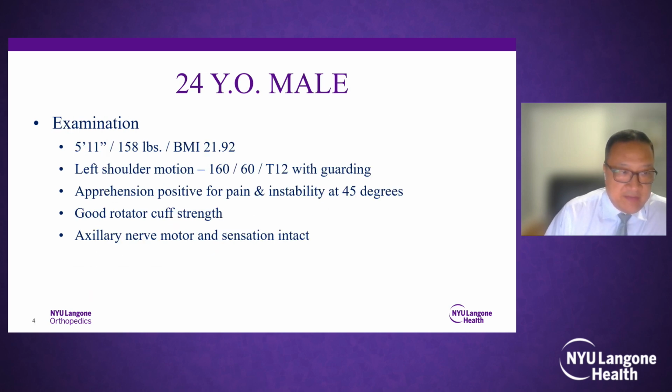All right, so he's 5'11", relatively thin, reasonable motion, but he has some guarding, especially at the extremes. He does have apprehension for pain and instability, but he has it only at 45 degrees. So even at 45 degrees, he feels a little unstable in the shoulder. Rotator cuff strength is good, and axillary nerve function is also intact.